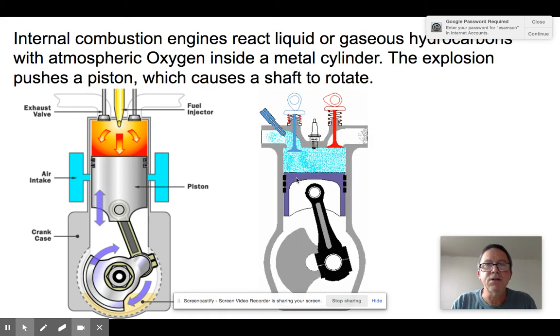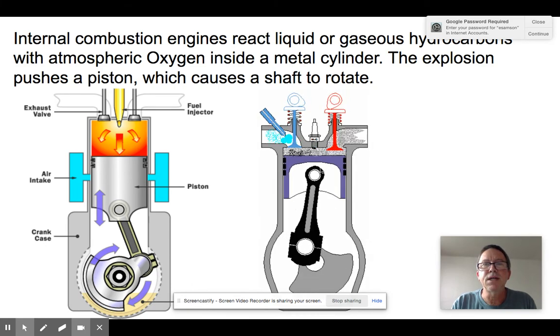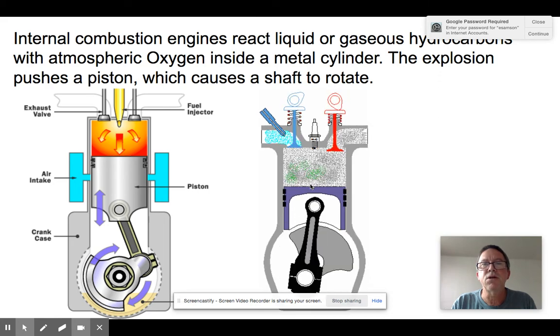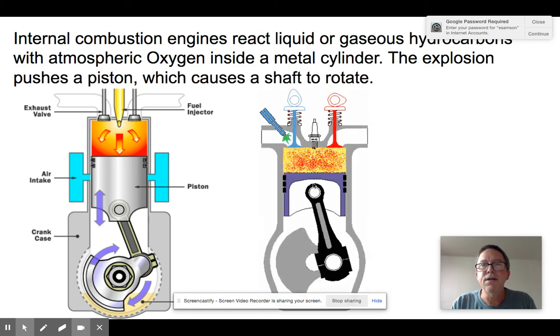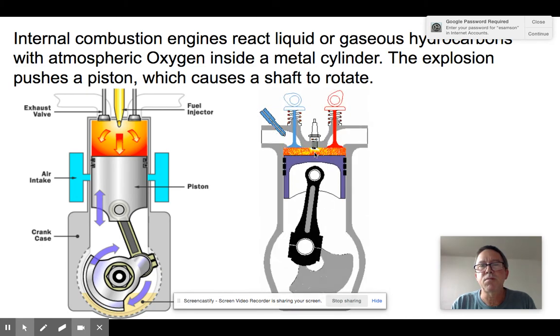So you can see that pretty well here. As this goes down, you can see we're bringing in fuel, we're bringing in oxygen, and when we come up, that's when it explodes. So it's basically called a four-stroke. First, we bring it in, then we get our air in, and then we compress it, and then we ignite it with what's called a spark plug.